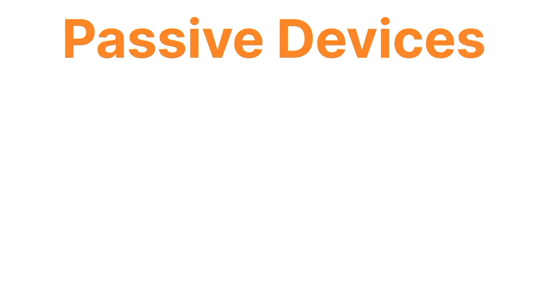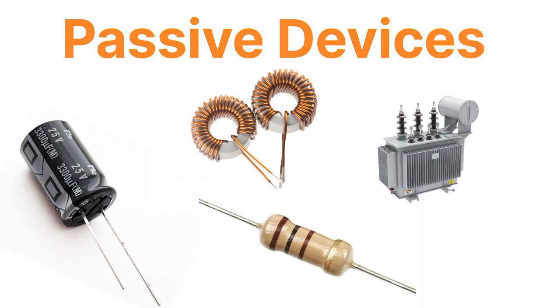So what are the passive devices? The devices or the elements which always absorb the electrical energy and convert it into some other form of energy, like heat energy. The examples of passive devices are the resistor, capacitor, inductor, transformer, motor, etc. These are all passive devices because they can only absorb the electrical energy, or they can only absorb the electrical supply. So these are the passive elements or passive devices.